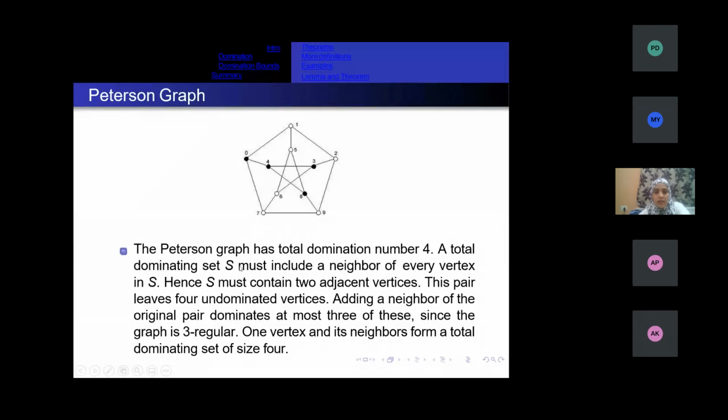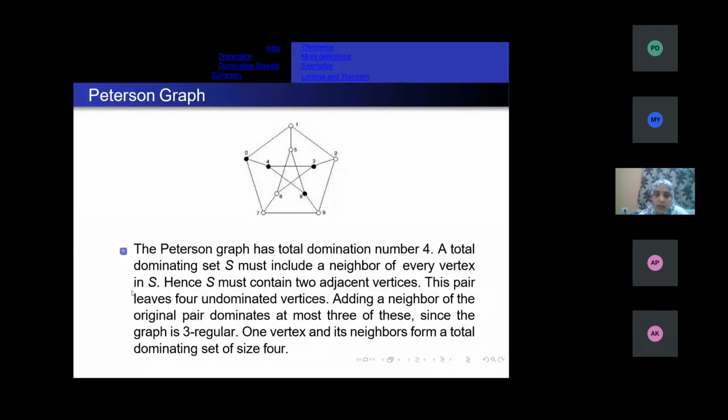A total dominating set S must include a neighbor of every vertex in S. So here, since the graph is 3 regular, 1 vertex and its neighbor form a total dominating set of size 4. So with this graph, I have explained how a total domination number can be taken into consideration, and how the vertices can be considered.